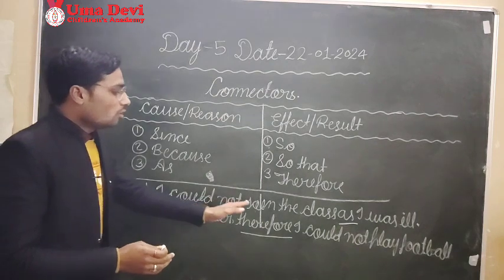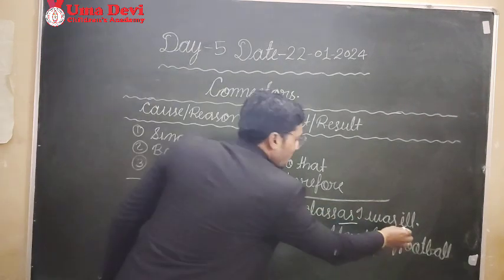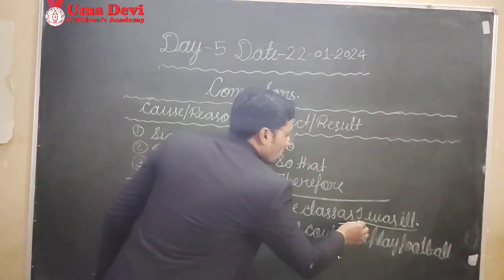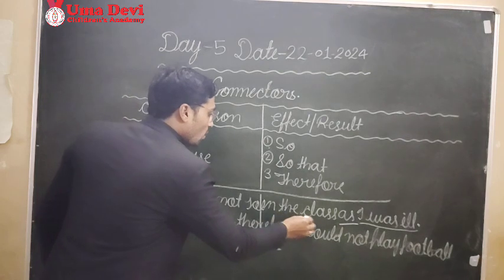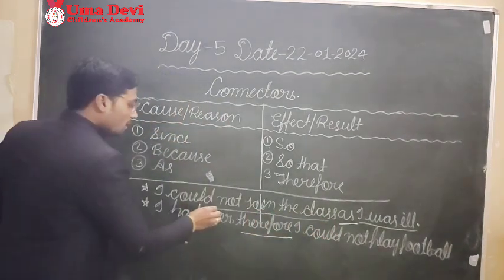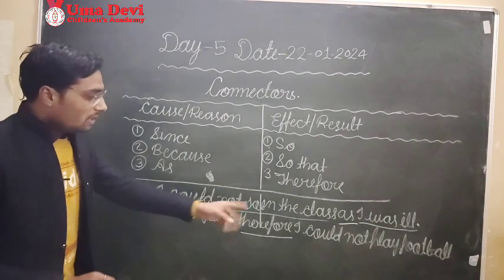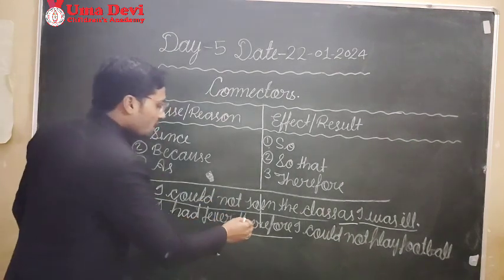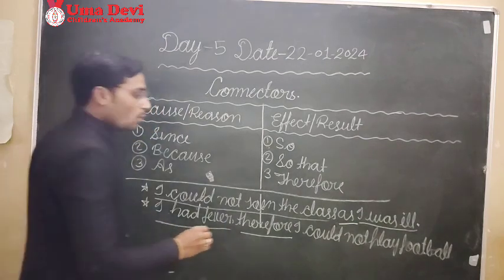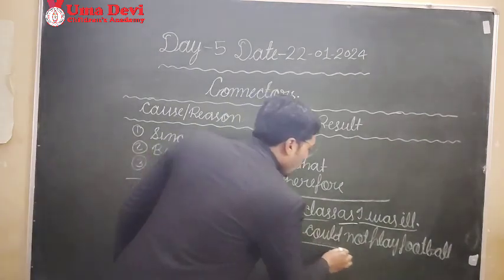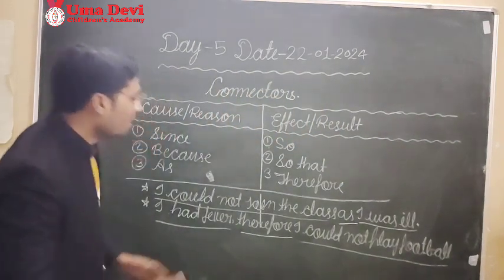Now let's focus on this. I could not join the class as I was ill. So what was the reason? The reason was I was ill. And what was the outcome of that reason? That was I could not join the class. Next, therefore is telling I had fever, this is the cause. What is the effect? I could not play football. So I hope you have understood it.